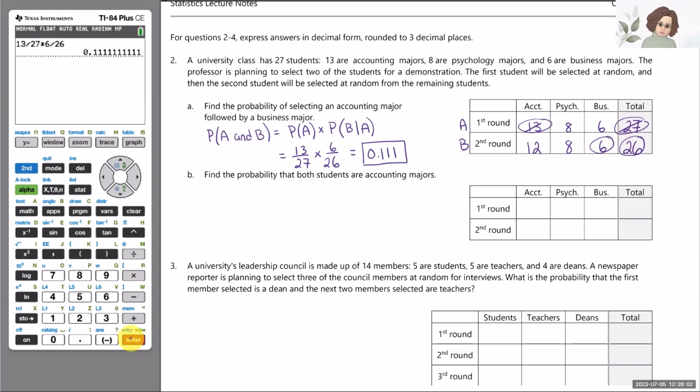Let's do the probability that both students are accounting majors. So an accounting major and another accounting major. And for the next problem or so, I'll write the formula and then we'll just go straight to the substitution. So it would be the probability of an accounting major times the probability of an accounting major second, given that the first student was an accounting major. All right, so first round, we have 13, 8, 6 for a total of 27 students. An accounting major, 13 out of the 27.